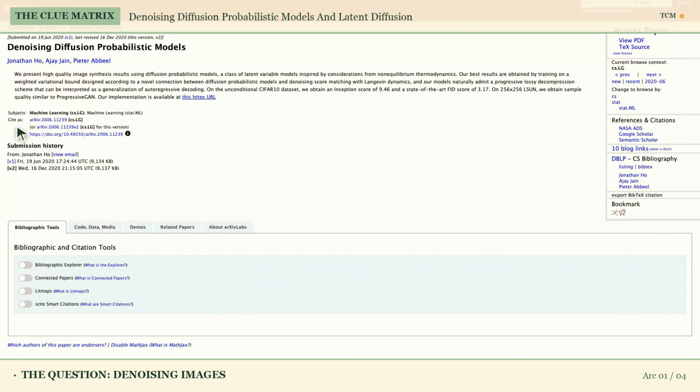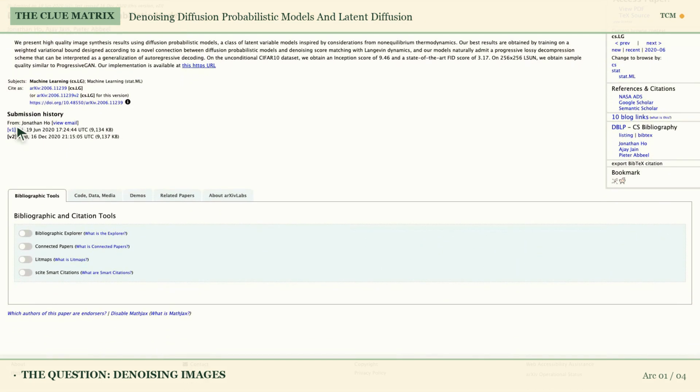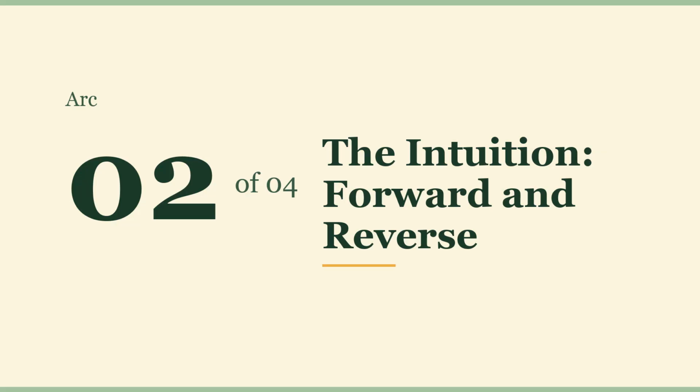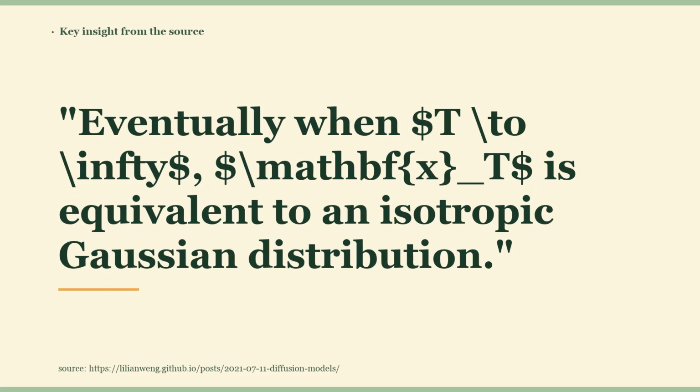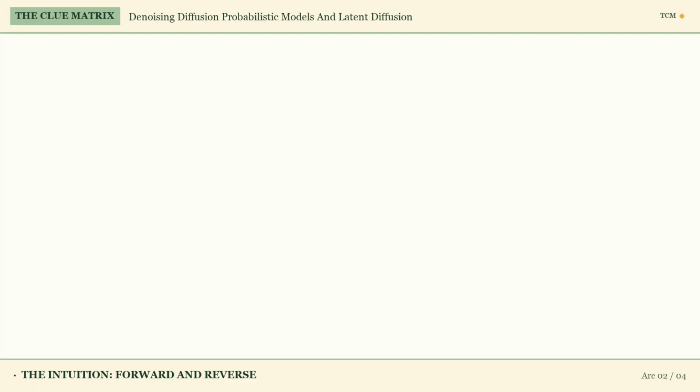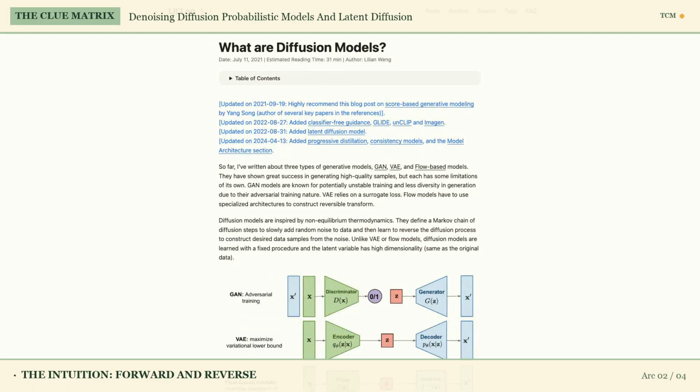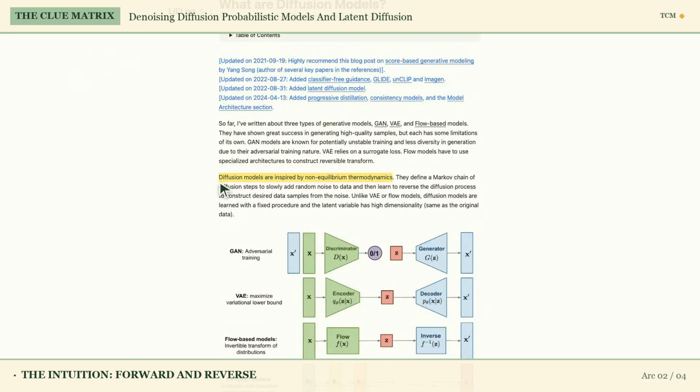It was. Now that we understand what DDPMs achieve, let's trace the intuition behind how they actually work. We'll start with how they add noise in a controlled way. Lilian Weng's blog post is fantastic for building intuition. She confirms that diffusion models are inspired by non-equilibrium thermodynamics, echoing what we saw in the DDPM paper. So it's like a scientific process where a system naturally moves towards a state of higher entropy or disorder over time.